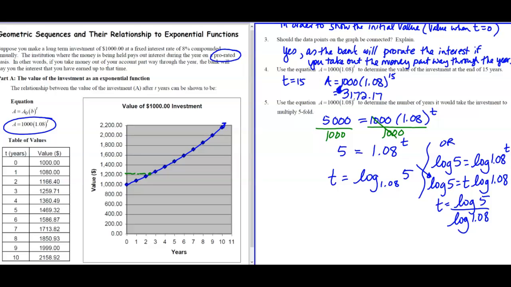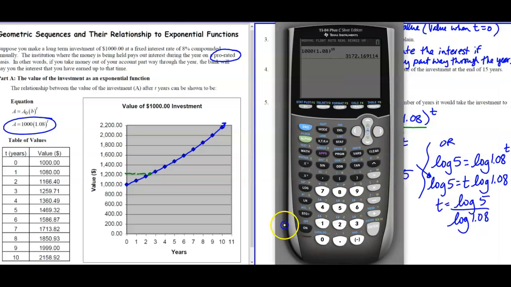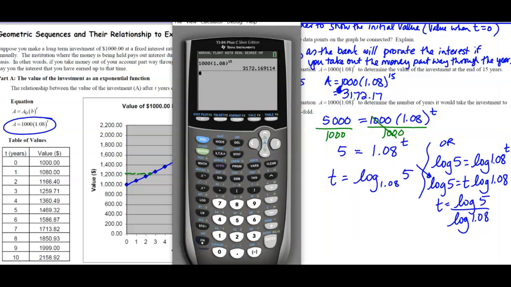If you don't have a graphing calculator with the ability to do a base, this is going to be easier. Sometimes this is easier anyway because it's that log thing, right? So it's on a TI anyway, right? So you can go log 5 bracket divide by log 1.08. Okay, or you can go math, log base, then enter 1.08, cursor to the right, 5, cursor out, enter.